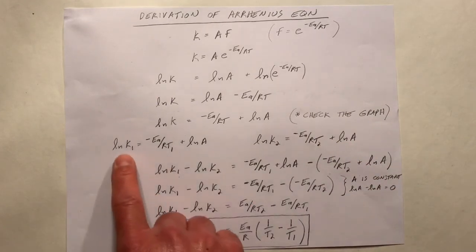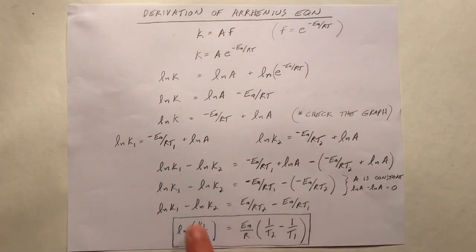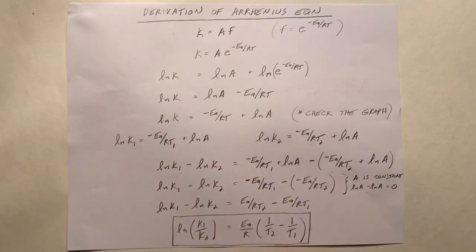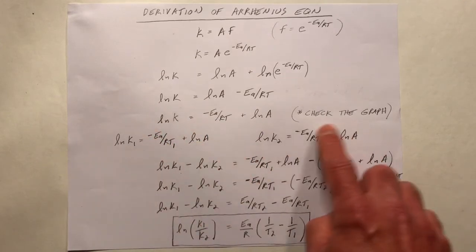Let's subtract this equation minus this equation. So the left-hand side, natural log of k1 minus natural log of k2, is equal to the right-hand side, this expression minus this expression.